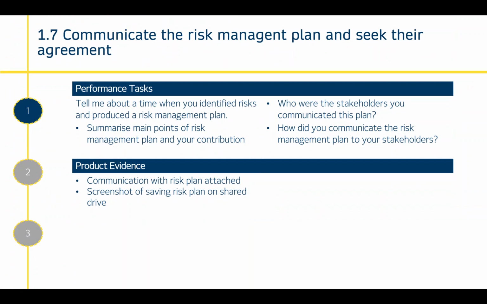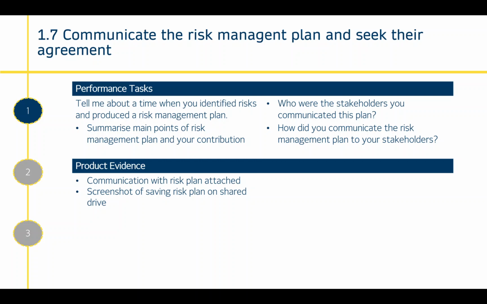1.7, communicate this risk management plan and seek their agreement. So that's agreement with stakeholders. This one's just that you've put this plan together and you're now ensuring that it's got signed off, or all your stakeholders who have to have a say in this are quite happy with it and have said that's fine to go ahead, and that is the plan. So tell me about a time where you've identified the risks and produced a risk management plan. Summarise the main points: who were the stakeholders you communicated the plan to, how did you communicate it, what was the reaction, what was the response, how did you know an agreement had been reached, and how did you document this?